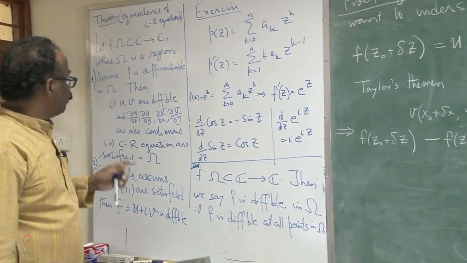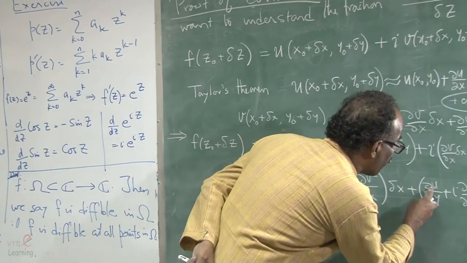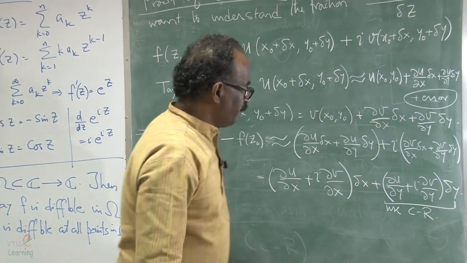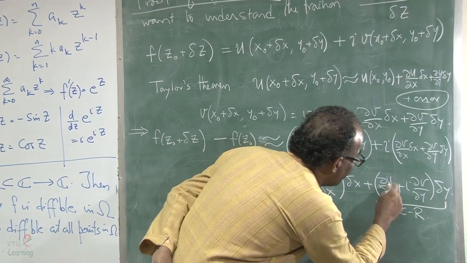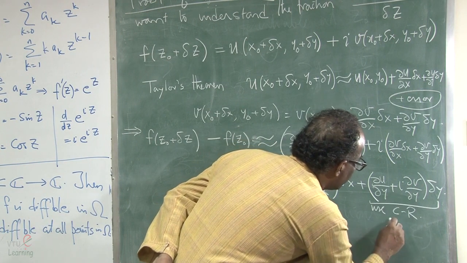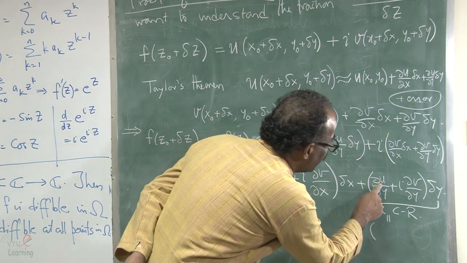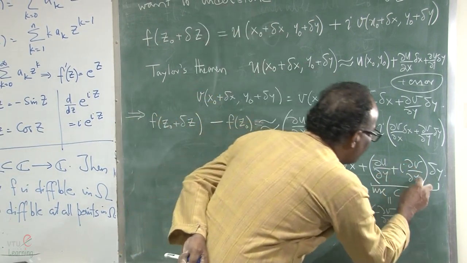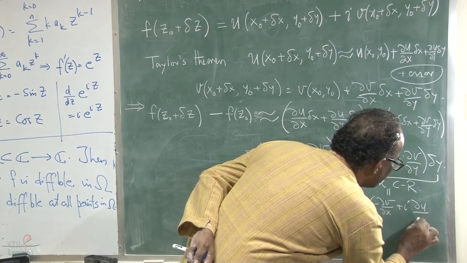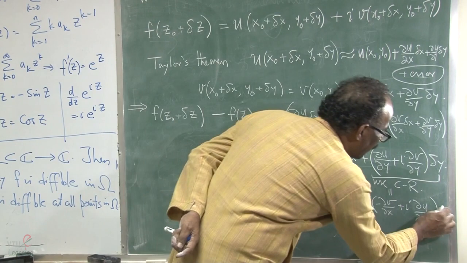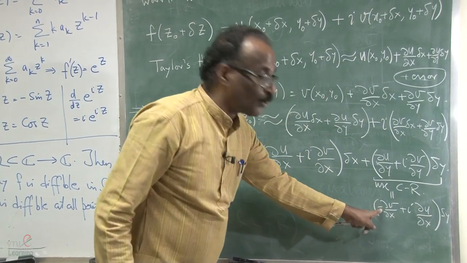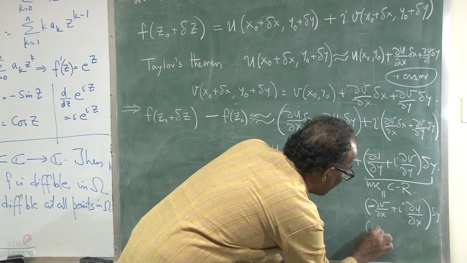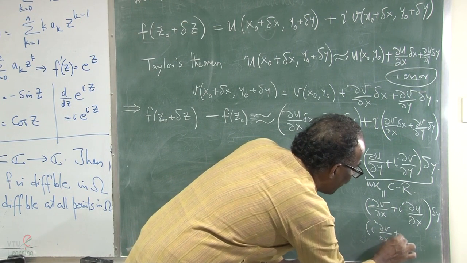So far, I have not used my Cauchy-Riemann equations. Now I use my Cauchy-Riemann equations. If I use Cauchy-Riemann, where do I get my du by dy? Du by dy is nothing but minus dv by dx, and dv by dy will be du by dx using Cauchy-Riemann, into delta y, that is what I get. But my minus will be i squared. I can replace that minus by i squared. So i squared dv by dx plus i du by dx.